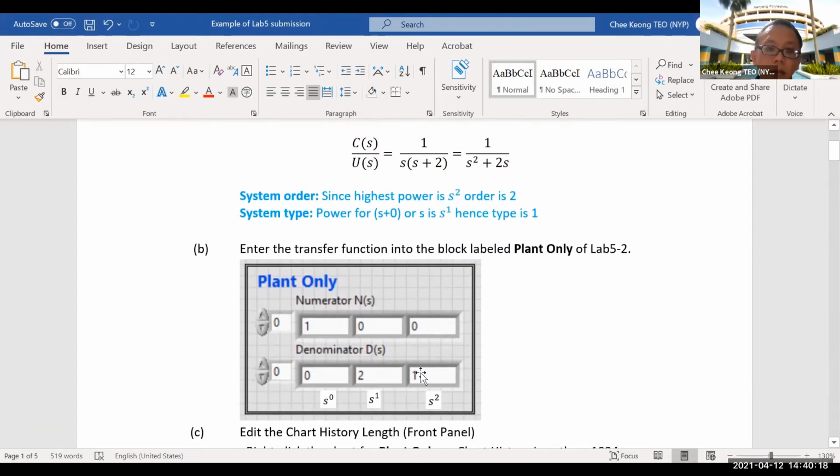So you look at it, for the numerator, I have s to the power of 0 as 1, right? So I put in a 1 here. Now for the denominator, I have s squared, so I put 1 times s squared is s squared, right? Now I have 2s, so it's 2 times s is 2s. I don't have s to the power of 0, so I put 0. So this basically describes your plant transfer function.